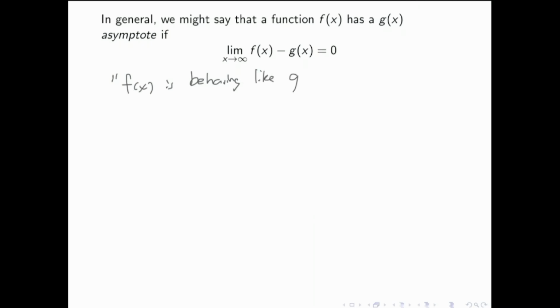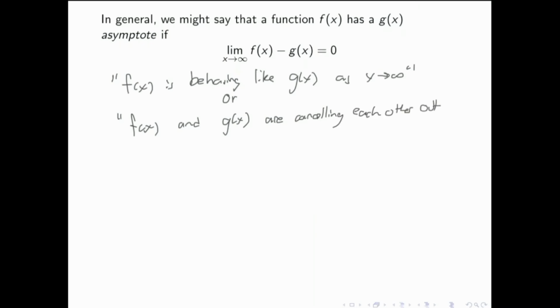So again, I'm going to interpret this as f of x behaving like g of x as x goes to infinity, or if you prefer, f of x and g of x are canceling each other out as x goes to infinity.